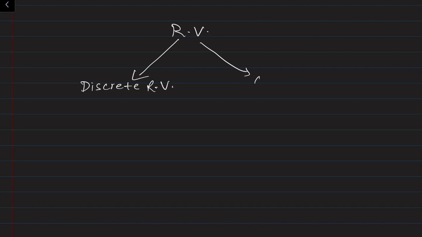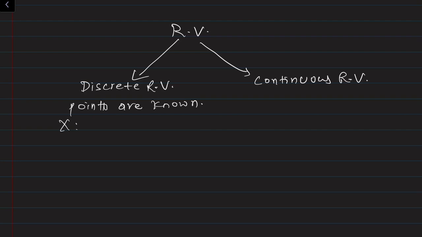Now there are 2 types of random variables. Actually there are 3 types, but we are only going to discuss 2 types. So the first type is discrete random variable, and the second type is continuous random variable. In a discrete random variable, points are known. For example, temperature of air conditioner varies in a discrete manner. For example, it can be 16 degrees Celsius, 17, 18, so on, right? So it varies in a discrete manner.